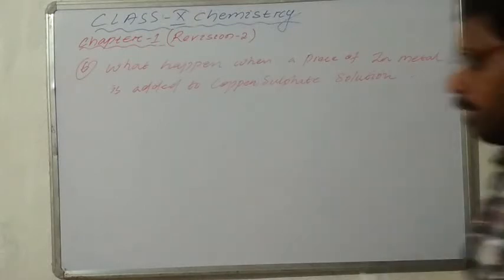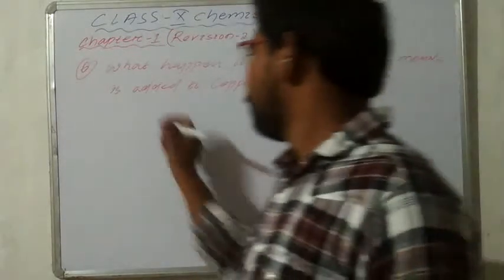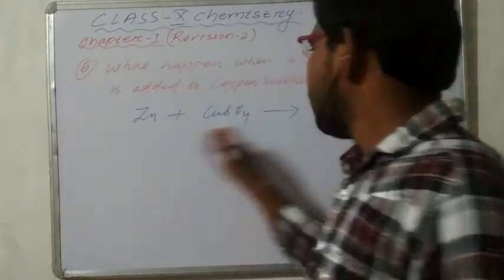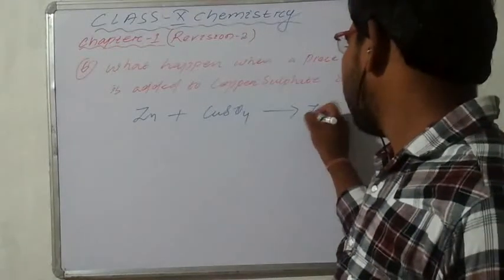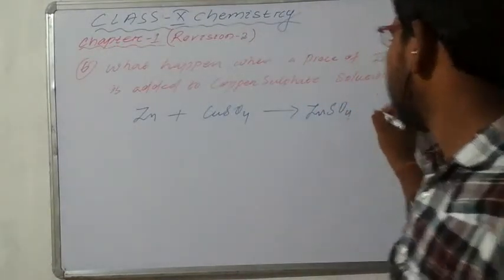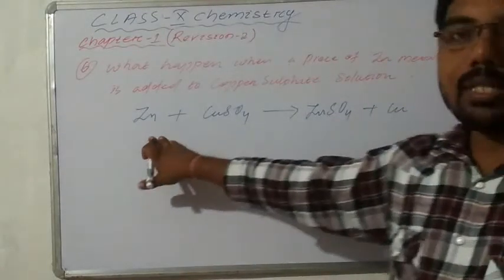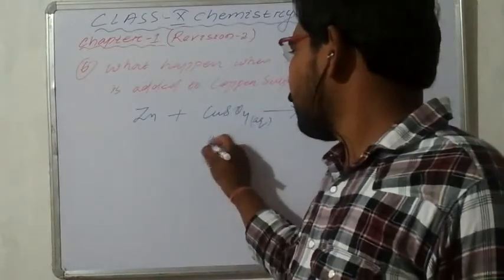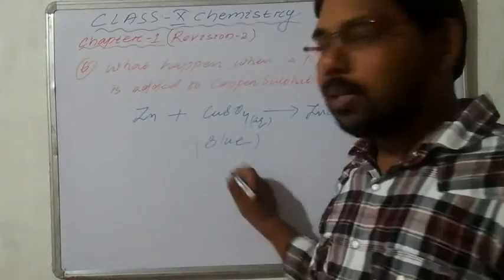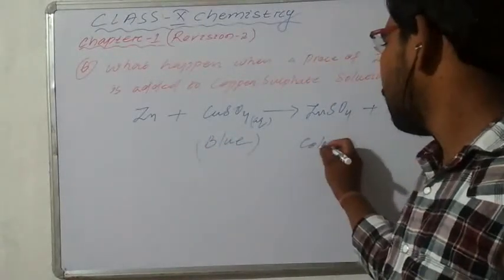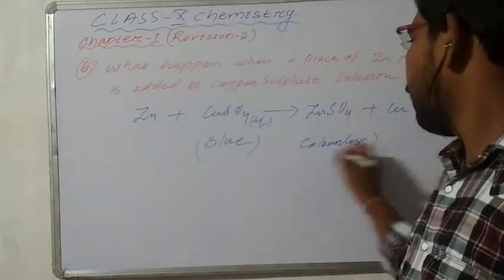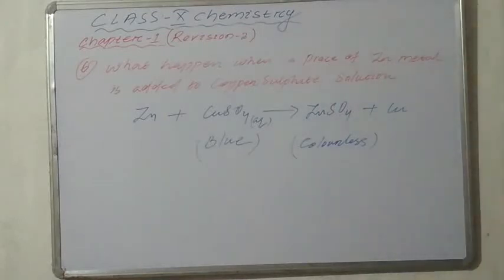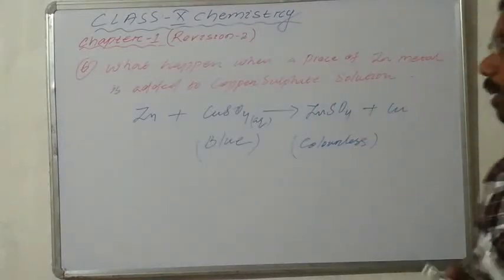What is the formula of zinc metal? That is Zn, and copper sulfate is CuSO4. Then a displacement reaction occurs and forms zinc sulfate, ZnSO4, plus Cu, because zinc is a more reactive metal than copper. This is the equation. The color of copper sulfate is blue, and this blue color copper sulfate changes into colorless. The color will change from blue to colorless. And here a displacement reaction occurs. Zinc sulfate and copper will be formed.